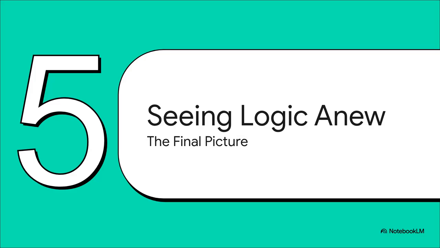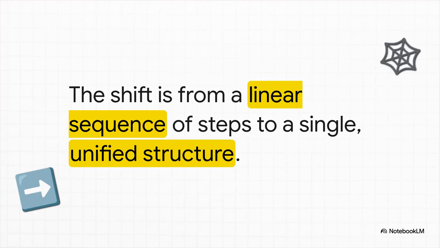So when we put all these pieces together, what's the final picture? Well, it's about way more than just a new technique. It's really about seeing logic in a completely new way. If you remember one thing from this explainer, make it this. The entire shift is from seeing a proof as a linear sequence of steps to seeing it as a single, unified geometric structure. We're moving from a line to a network.